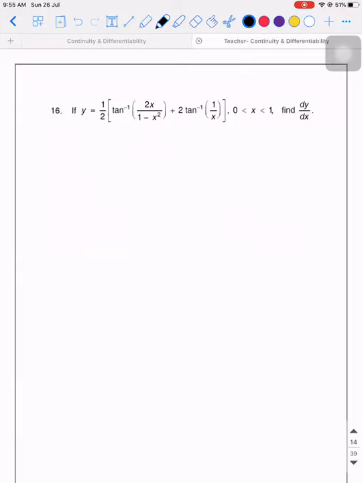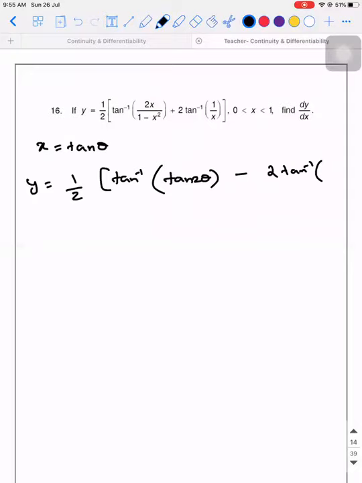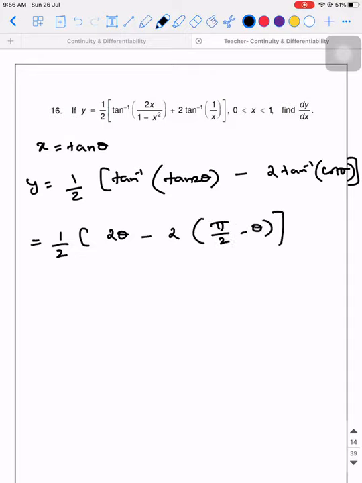One is you can directly start differentiating, or you can use the substitution x equal to tan theta. Just put x is equal to tan theta, then y will be equal to 1 by 2 into tan inverse of 2 tan theta by 1 minus tan square theta, that is tan 2 theta, minus 2 tan inverse of 1 by tan theta, that is cot theta. Correct? So this will become half into tan inverse of tan 2 theta, which is 2 theta, minus 2 into tan inverse of cot theta, which is nothing but pi by 2 minus theta. I directly wrote it because cot you can write as tan of pi by 2 minus theta. So tan inverse of tan of pi by 2 minus theta is pi by 2 minus theta.